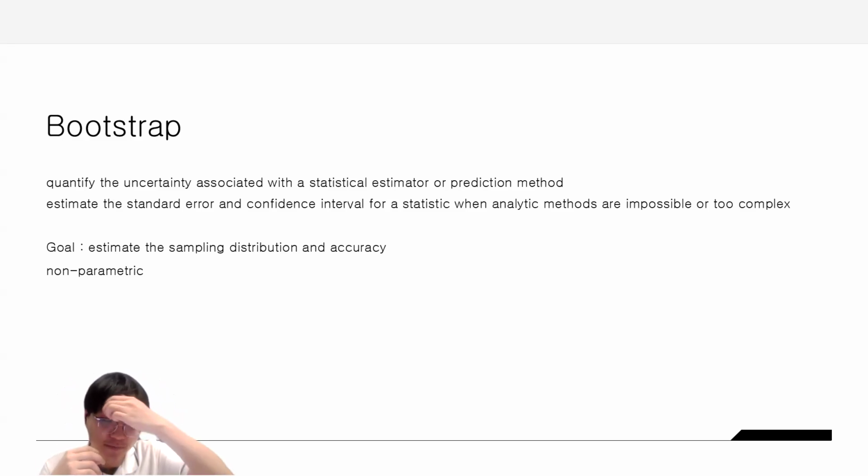The main goal of Bootstrap is to estimate the sampling distribution and accuracy, and it is a non-parametric method, meaning it does not require assumptions about the underlying distribution of the data.